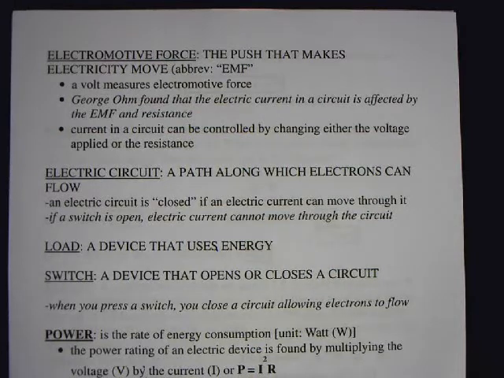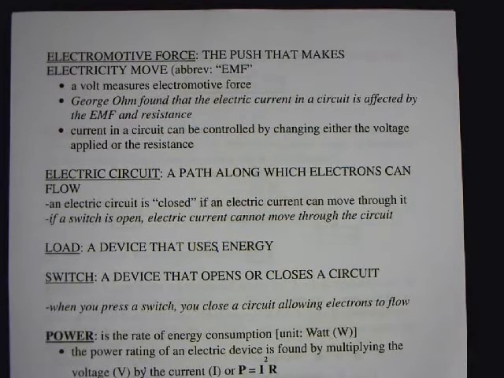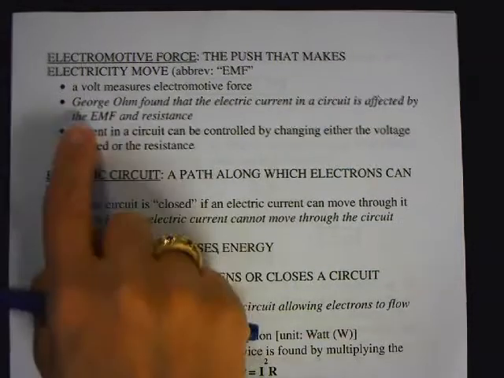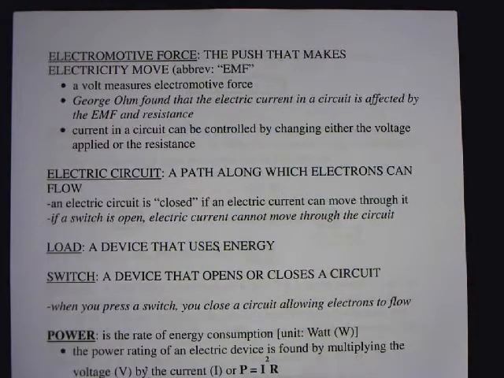The last part of the chapter we're going to do today. So first we're going to talk about the electromotive force. We know that a force is a push or a pull, and this is the force that moves or pushes the electricity through a circuit. We already learned before that potential difference is measured in volts, and a volt measures the electromotive force. And we learned yesterday that the unit of resistance is called an ohm, and again that's named after George Ohm.